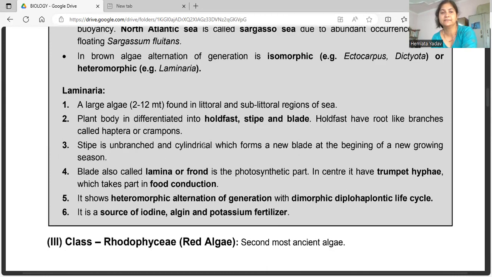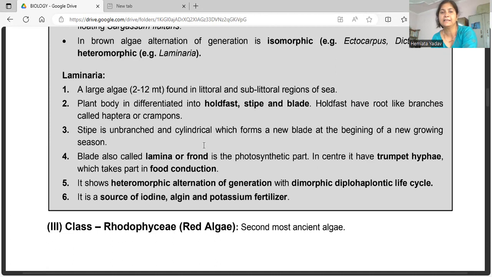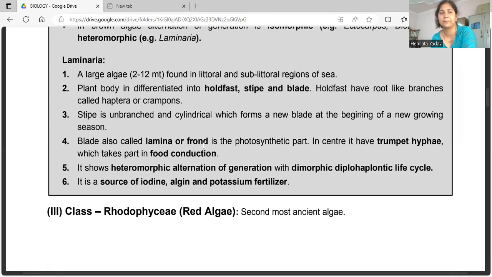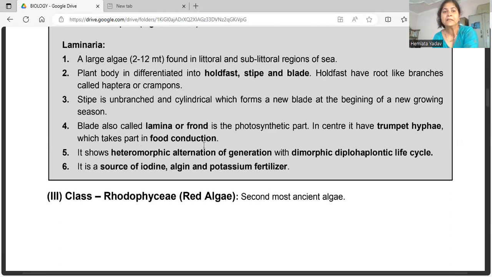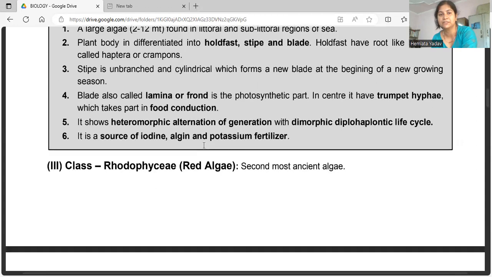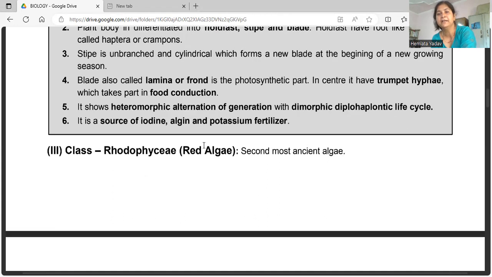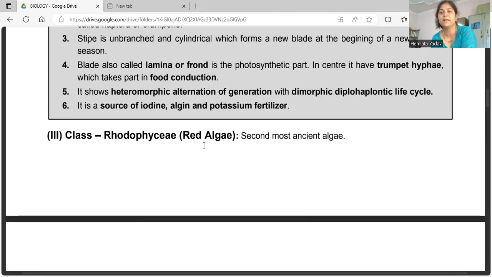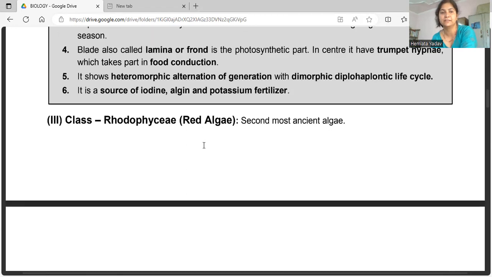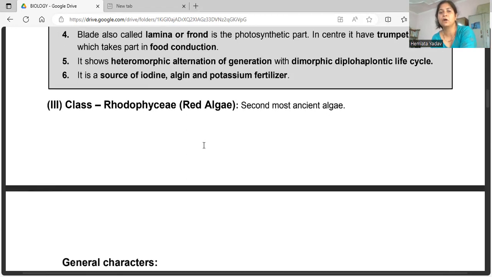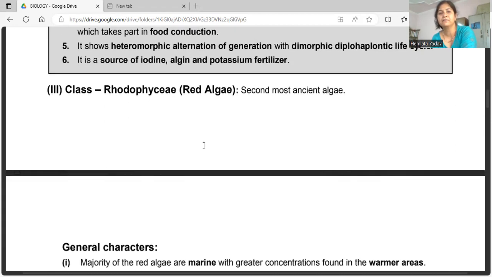In the brown algae, alternation of generation is isomorphic in Ectocarpus and heteromorphic in Laminaria. Laminaria is a large alga, 2 to 12 meters, found in the littoral and sublittoral zones of the sea. The plant body is differentiated into holdfast, stipe, and blade. The holdfast has root-like branches, haptera. The stipe is cylindrical, and a new blade forms at the beginning of the new growing season. The blade is also called lamina or frond, the photosynthetic part, and its center has trumpet hyphae.